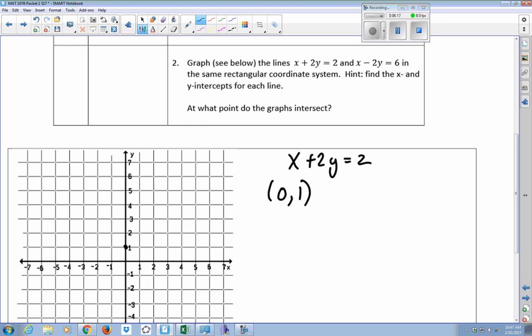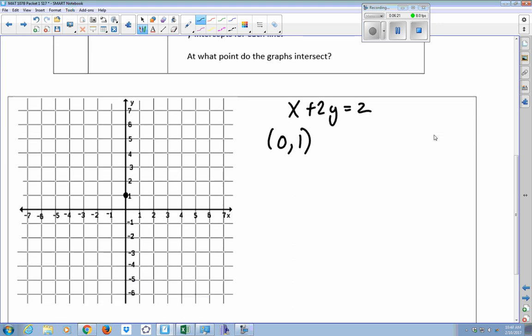You're done with that. You only need 2 points to graph a line. Notice I have rulers on your table, by the way, or if you have your studio bookmark, these are really good as well. So that's the y-intercept. And now let's find the x-intercept. The x-intercept is when y is 0. So when y is 0, I cover up 2y. What's x got to be? 2. Look how quick that is.